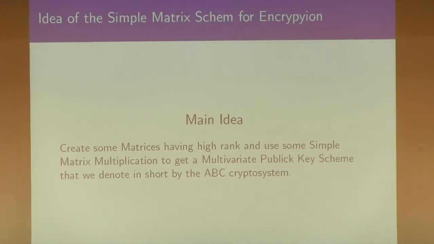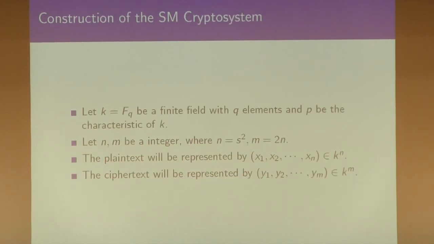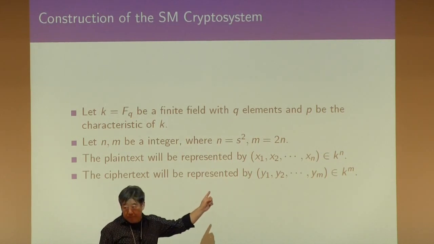So this is what I do. I propose to build a scheme called the ABC scheme, which is based on matrix multiplications. Let me explain in detail how it's done. This is something very simple. Again, you should be able to understand it completely. If there's anything unclear, you should interrupt me to explain. So what we do is build a map from k^n to k^m.